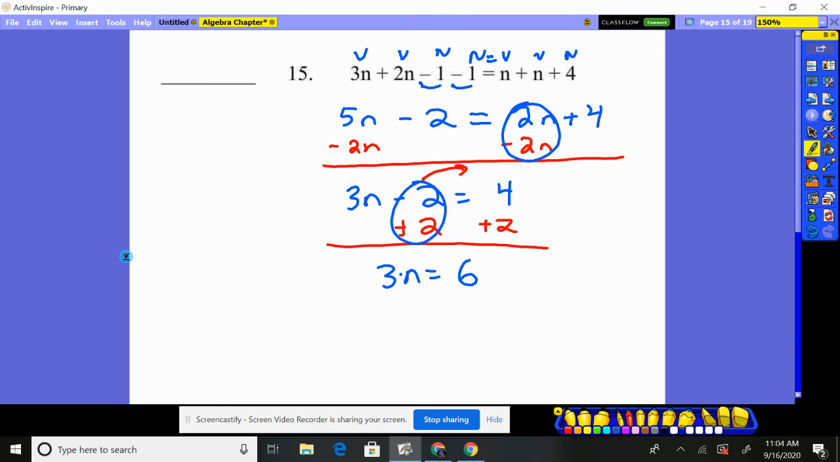Final step now, how do I isolate n? Well, it's being multiplied by 3, so let's just divide by 3. But if I do it to the right side, I got to do it to the left, or do it to the left, you got to do it to the right. 6 divided by 3, 2. 2 is my solution there.